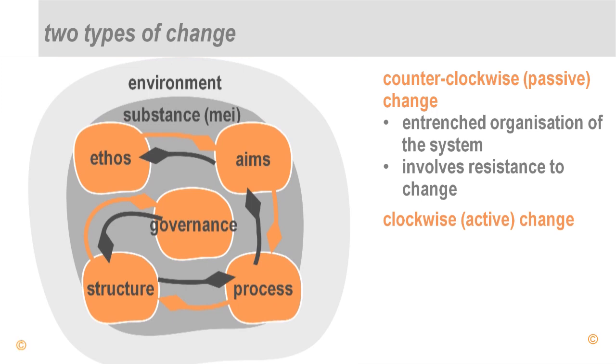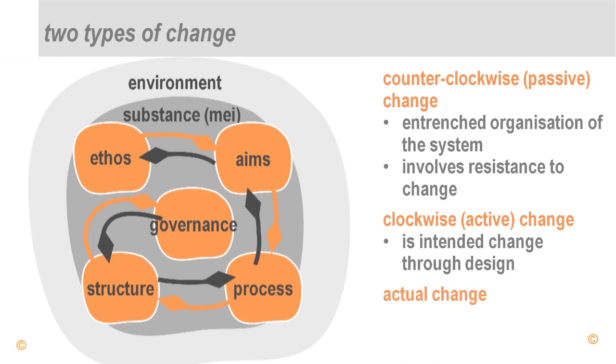So this is the clockwise direction of change, and the substance, the MEI of the existing system, will have to change. It will have to follow new processes, be configured in new structures, and have new governance. So the clockwise change is an active change, and it is intended change. For example, intended change through ideal system redesign. And these 2 forces are potentially always operative in a system.